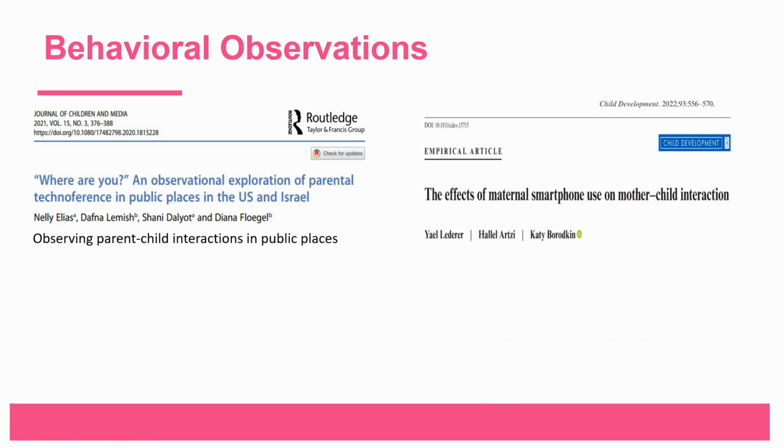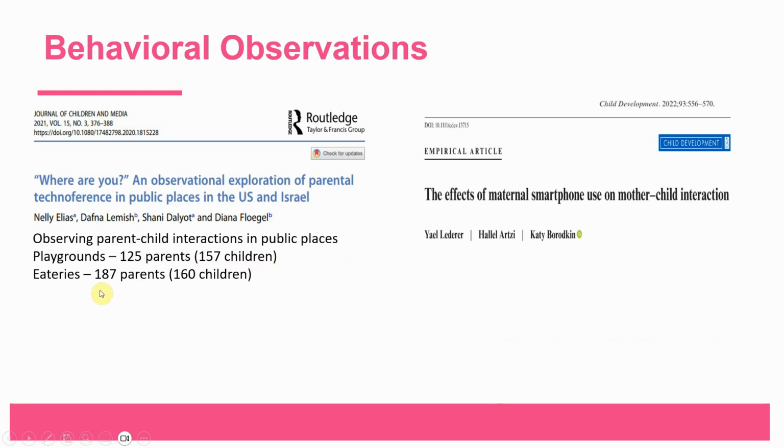So the first study we're going to talk about over here, it was published in 2021 and it was done in two countries, in the US and in Israel. And essentially what they were looking at is they were observing parent-child interactions in public places. So they went to playgrounds, and they did this both in the US and in Israel. And in their playgrounds, they observed 125 parents, and the parents were there with 157 children.